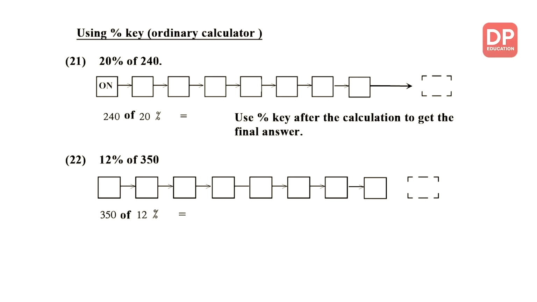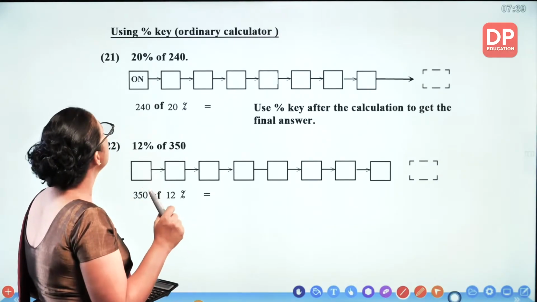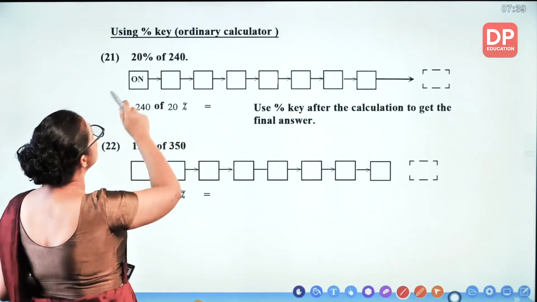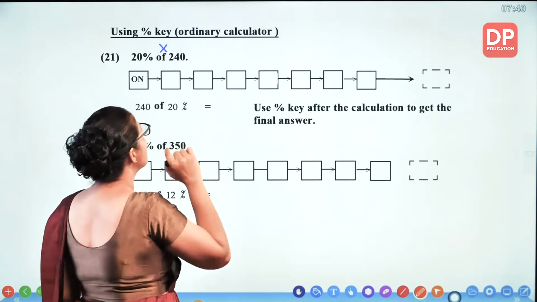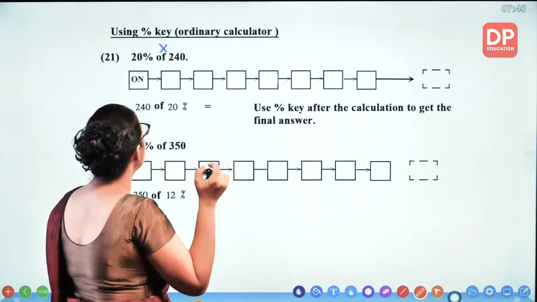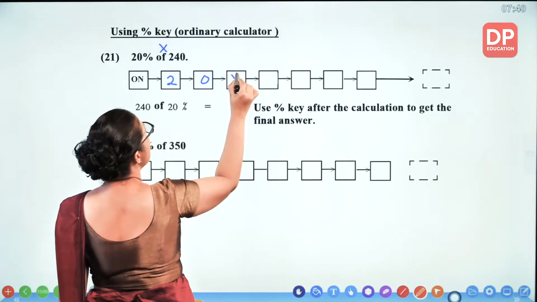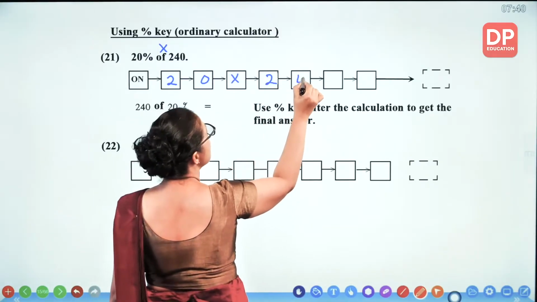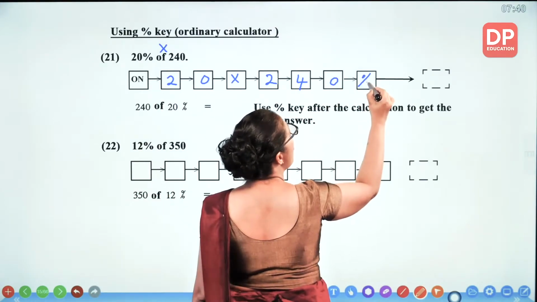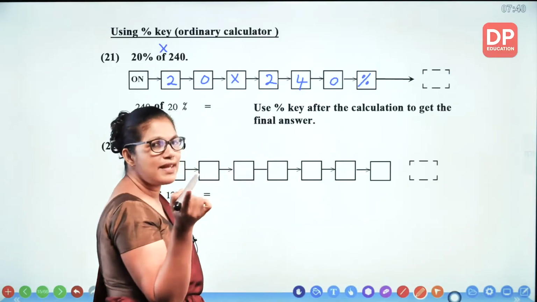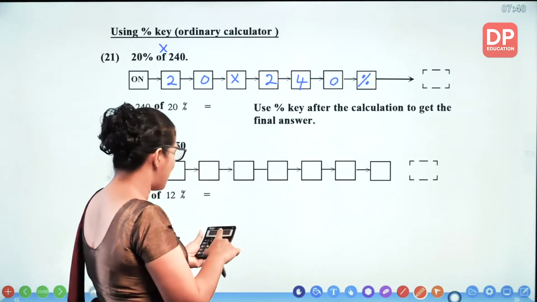Now we'll see how we can use the ordinary calculator for the percentage key. Take 20% of 240. Of means multiplication in mathematics. So we can do 20 multiplied by 240 and then press the percentage sign. In the ordinary calculator you get the answer. So use the percentage key after the calculation to get the final answer.